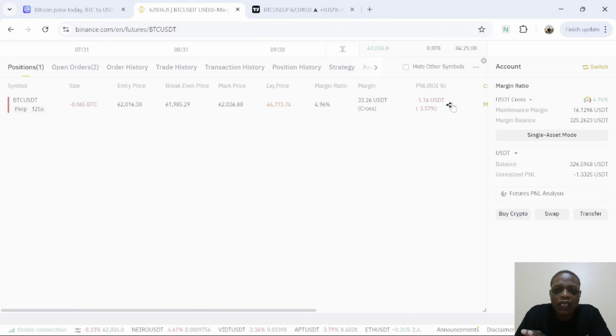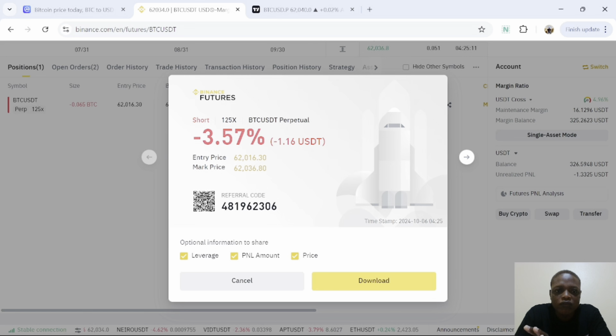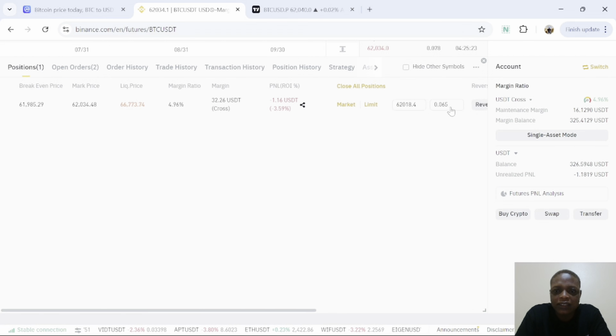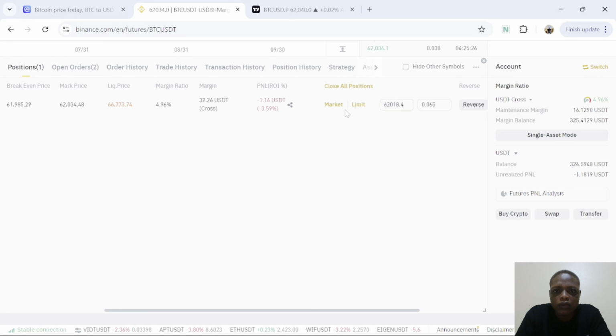So if the ROI, the return on investment, this percentage, if it's ever 100 plus ROI, you are going to move your stop loss to entry. You are now going to use your entry price as stop loss. So if you want to close the trade, you just click on the market section on Binance here. Okay, so if you want to close it, just click on market section.